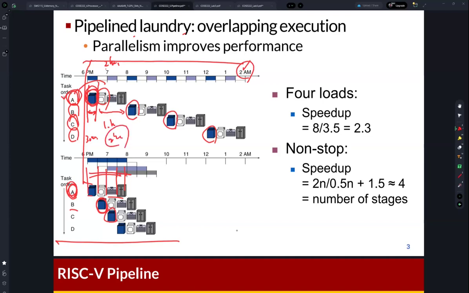2 hours. But what is different? Task B can be given to the washing machine after 30 minutes. So task B will start earlier. Okay? So it will take 2 hours. But because task B starts earlier, task B will be complete earlier. Right?